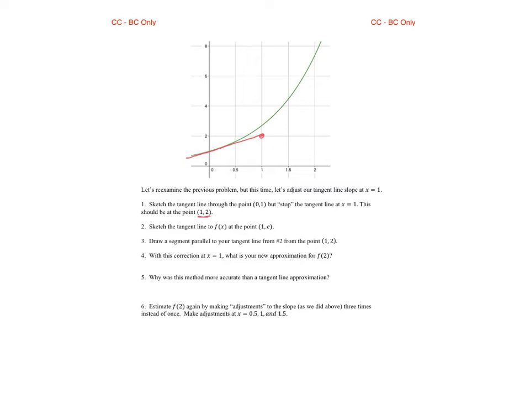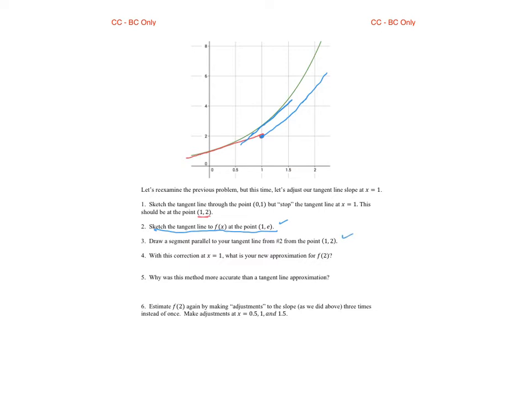All right, now next part here. Sketch the tangent line of f at 1, e. So I'm going to sketch the tangent line here, and I'm going to go backwards here so they intersect. So you see that there is a gap there. All right, sketch that guy. Check. Draw a segment parallel to the tangent from 2 that goes through 1, 2. They just want me to connect the dots here. So I'm going to start here at 1, 2, and I'm going to try to draw it parallel to that blue line that's already there. I don't know where I'm going to stop, so I'm just going to keep going. I can always erase later.